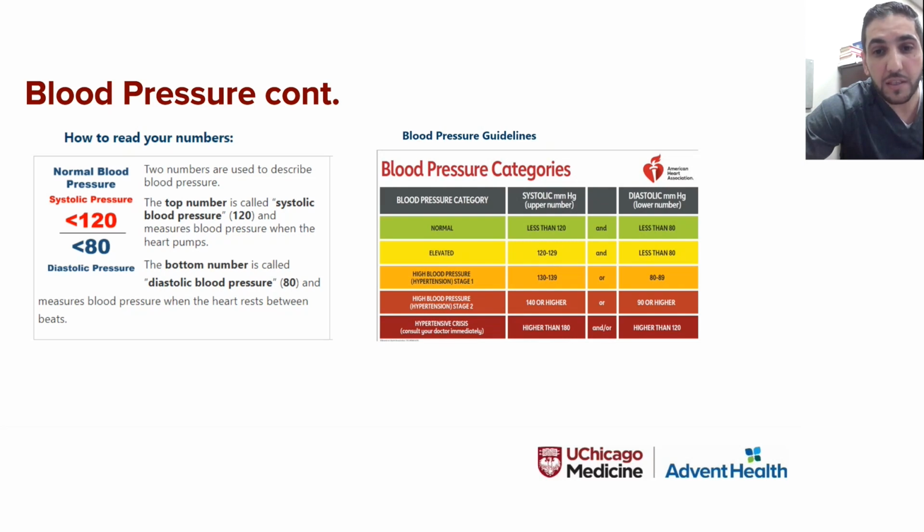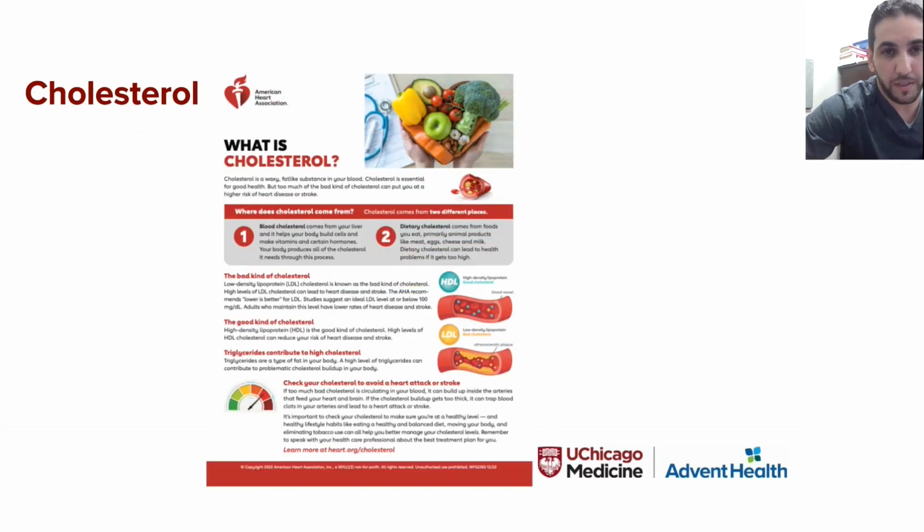Anything beyond that is considered a hypertensive crisis: above 180 and the bottom number above 120. That's something very important. You have to talk to your doctors if your blood pressure is more than 180 or the bottom number more than 120. Shifting gears, the second important number is the cholesterol.